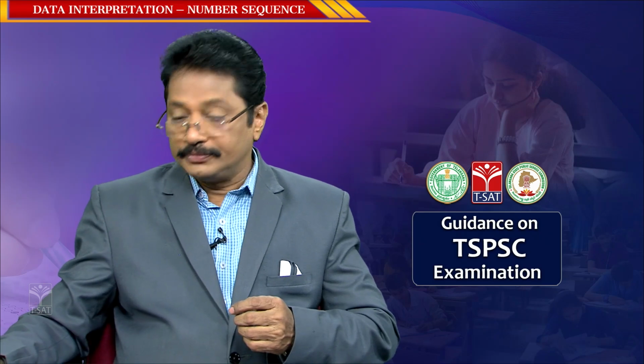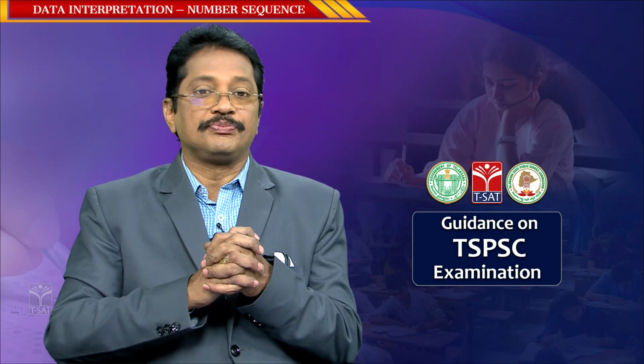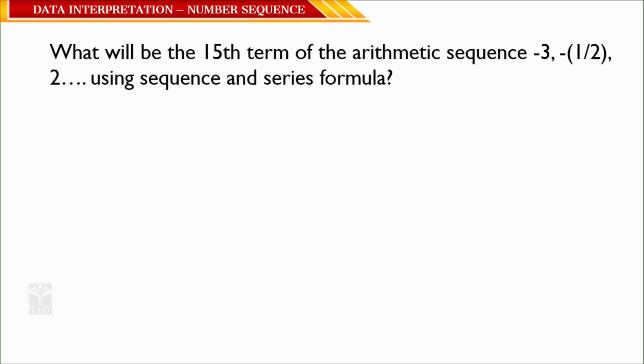Now, see here one question is there: what will be the 15th term of the arithmetic sequence -3, -1/2, using the sequence and series formula? This is the question given here. Before going to discuss, you have to understand what is an arithmetic sequence. If a sequence of numbers is generated by adding some number each time, that sequence is called an arithmetic sequence. Is it clear? Okay.